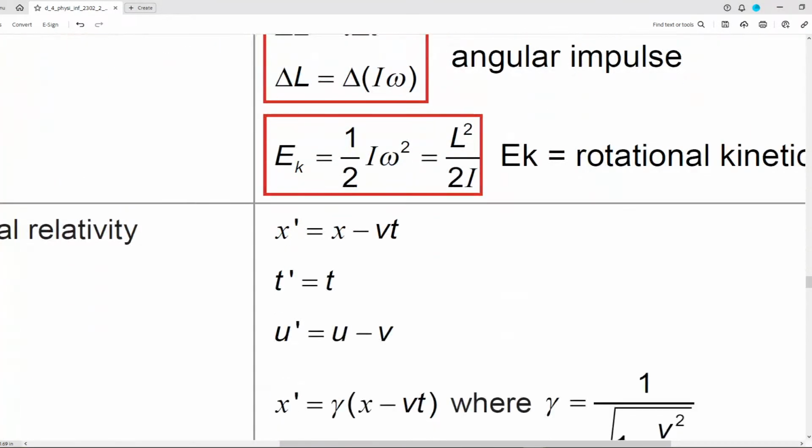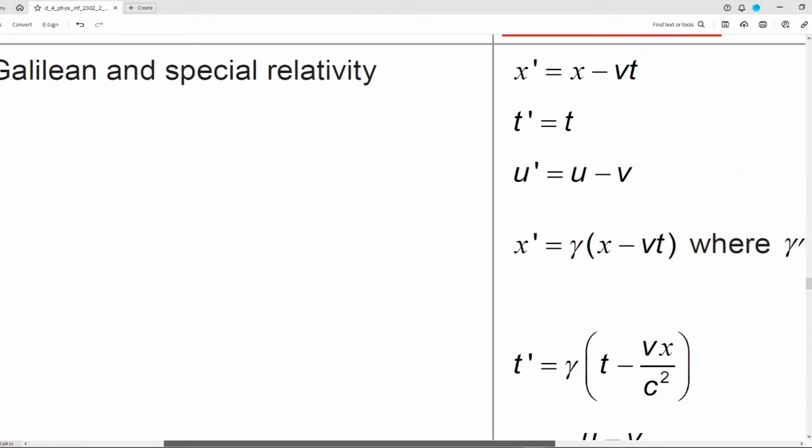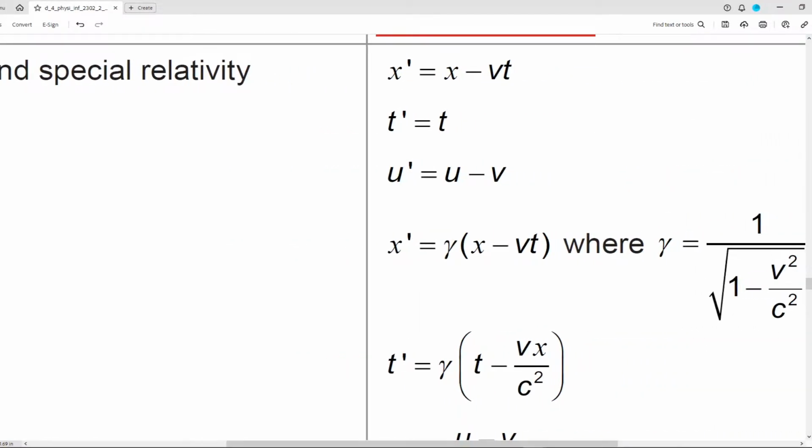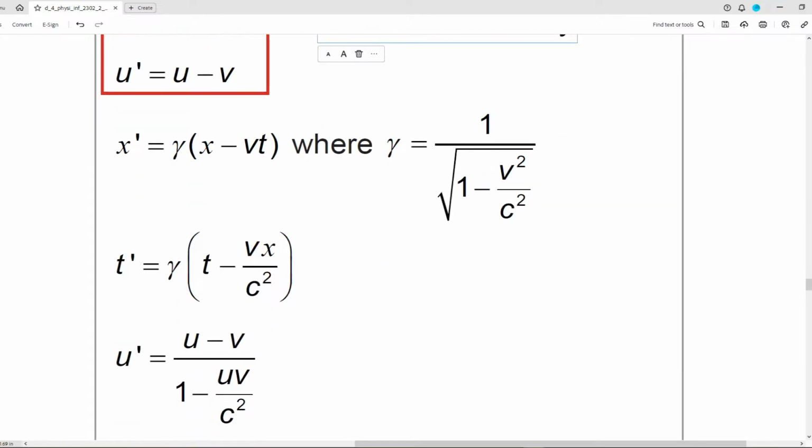All right, last but not least for this video, we're talking about 8.5. 8.5 is Galilean relativity. All of these, especially the Galilean ones, use the same variables. I just want to clarify that these are classical relativity, Galilean, and these are special relativity.